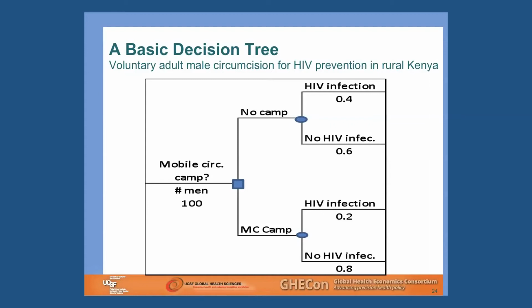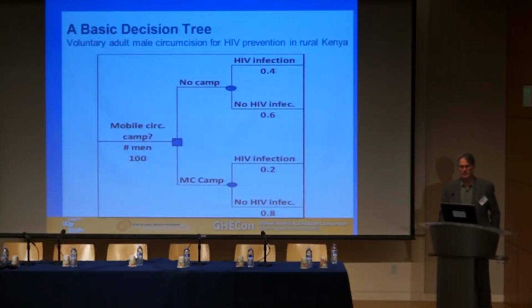The top half of the tree is what happens if there's no camp. And if there's no camp, from 100 men, 40% will be infected by HIV over their lifetime, and 60% will escape infection. However, if there is a male circumcision camp, the proportion that gets infected drops to 20%. So the intervention is about 50% effective, which is in fact about what we find in Africa. And so we've got, in the case of the camp, 20% of the men becoming infected and 80% not. Notice that in each case, the probabilities of the branches total to 100%.